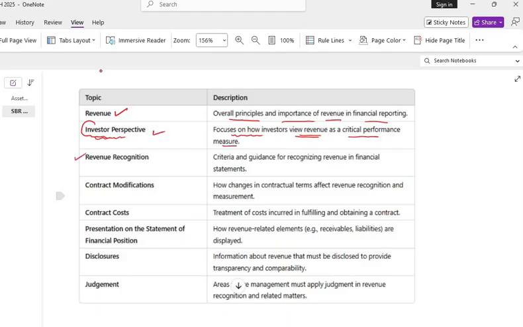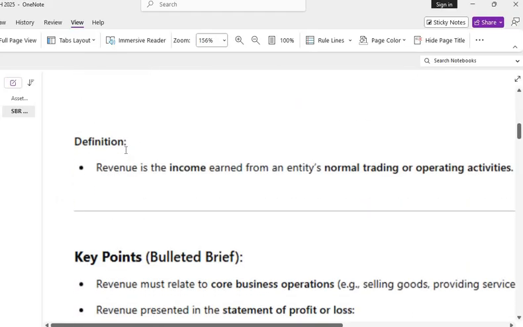And then we'll discuss revenue recognition. There are 5 steps, one by one, in detail. And then we'll discuss contract modification, that is, how change in contract affects revenue recognition. Then contract cost, the treatment of costs incurred in fulfilling and obtaining the contract. And at the last we will discuss presentation in the statement of financial position, and then disclosure, and then judgment. Okay, so let me start from here.